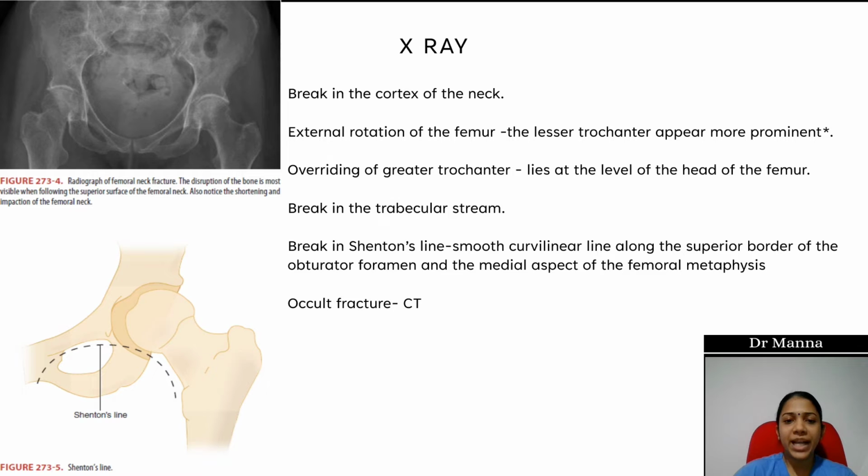And there will be a break in Shenton's line. So what is Shenton's line? In the lower part, we can see Shenton's line. It is a smooth curvilinear line along the superior border of the obturator foramen and the medial aspect of the femoral metaphysis. So that will be broken in case of a neck of femur fracture. If we cannot find a fracture on X-ray, occult fractures can be diagnosed on CT scan.